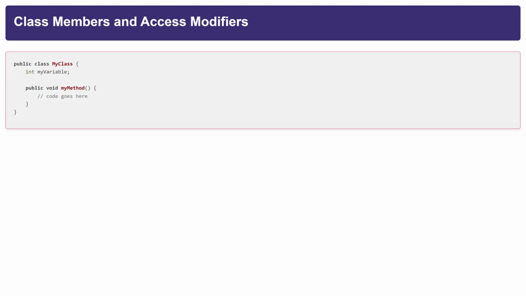Let's take a look at an example. This is a class called myClass. It has a variable called myVariable, which is of type int. It also has a method called myMethod. Whenever this method is called, the code inside the method will be executed.